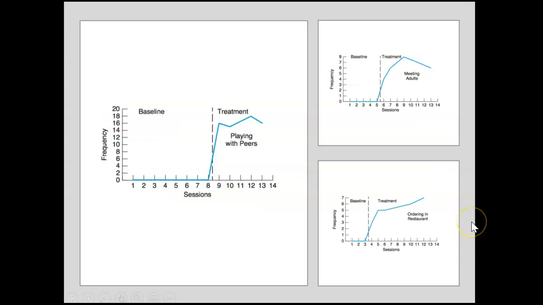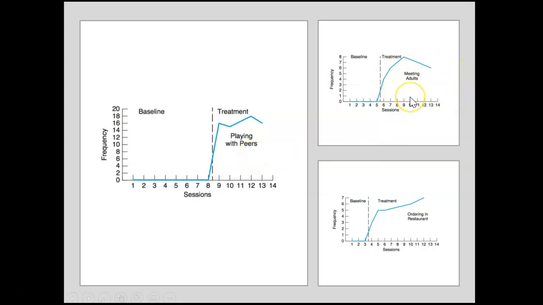Now, some of the examples that you're given, you could say, look at playing with peers as the behavior that you're interested in. You could establish a baseline, and in this case you're describing, say, a child that is not playing with peers at all. And then you have a treatment approach that's applied, and you see the increase in play behavior, playing with peers. That's the first behavior of interest.